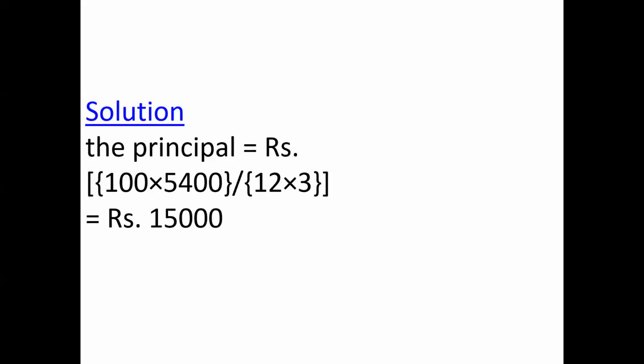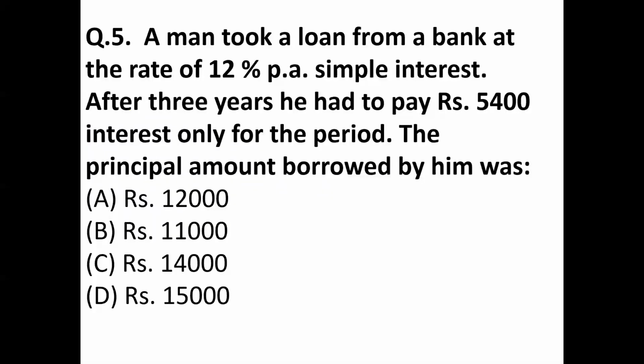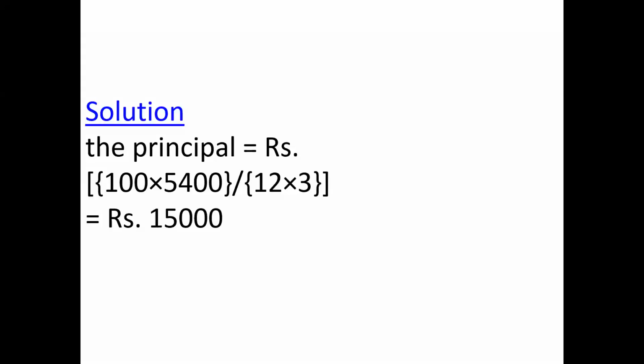N, the number of years, is 3, and the rate of interest is 12. So directly I have multiplied 5400 into 100 in the numerator and 12 into 3 in the denominator. 5400 into 100 is 540000, divided by 12 into 3, that is 36. After calculating this part, you will get the value 15,000. So that will be the final result.